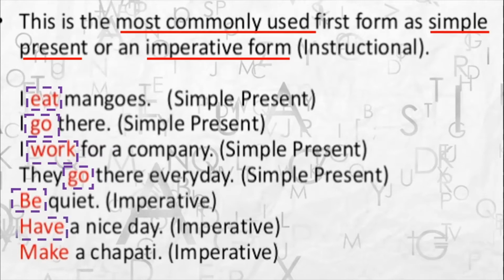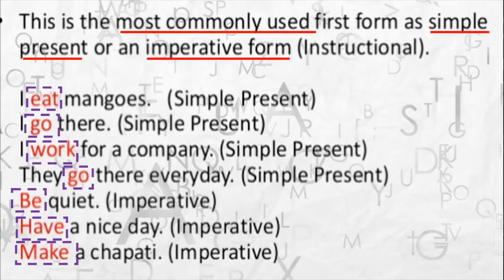Have a nice day. So have a nice day is not in a way, you're not forcing someone to have a nice day, but it is a kind of a wish that you're making for someone. Have a nice day. Now the next one is a request or an instruction. Make a chapati. So these are all the base forms of the verb. So that is our first point down.